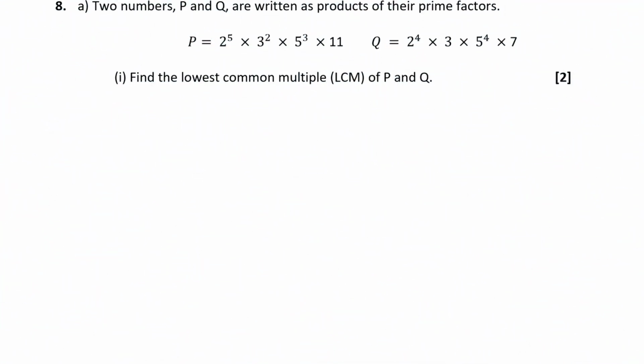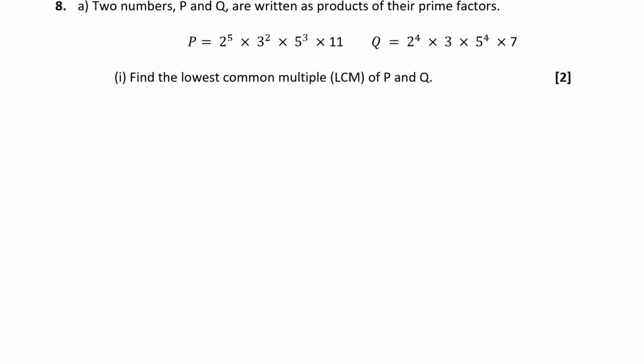Question 8a. Two numbers p and q are written as products of their prime factors. We've been given p, which is 2 to the power 5 times 3 squared times 5 cubed times 11. And q, which is 2 to the power 4 times 3 times 5 to the 4 times 7. We need to find the lowest common multiple, the LCM of p and q.